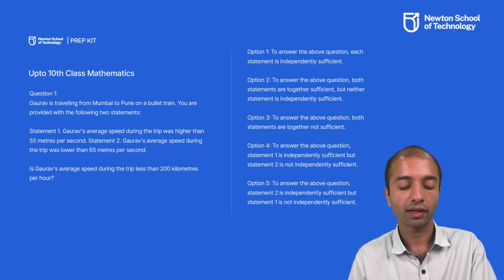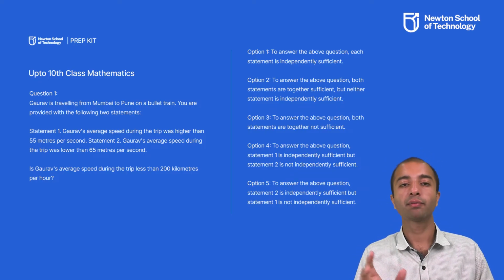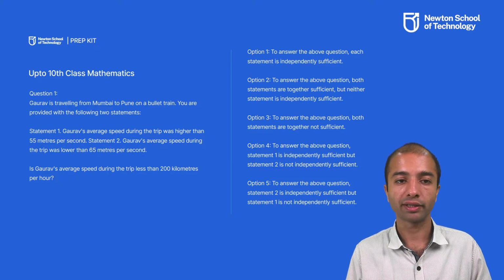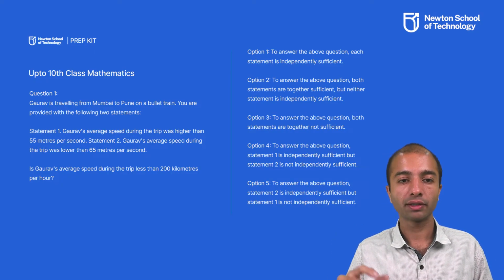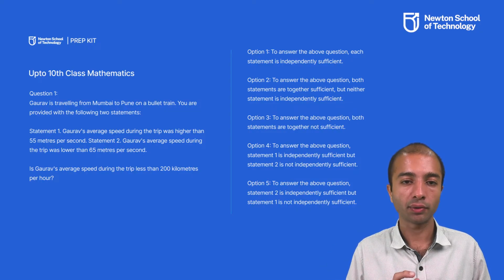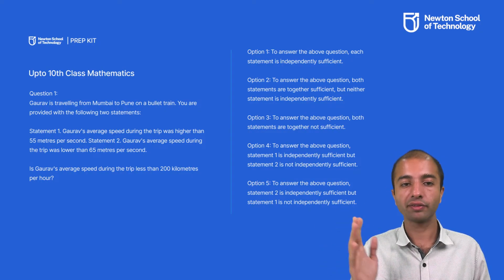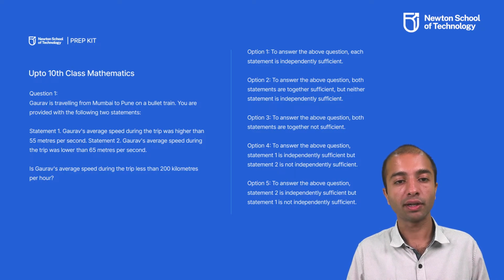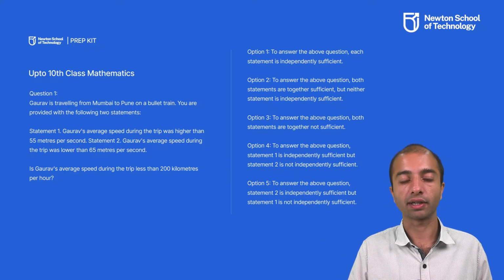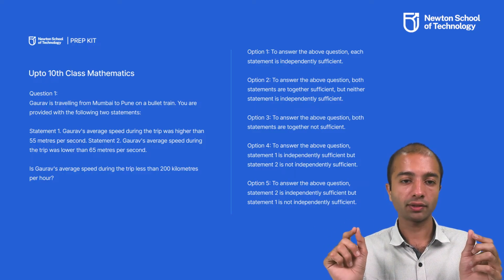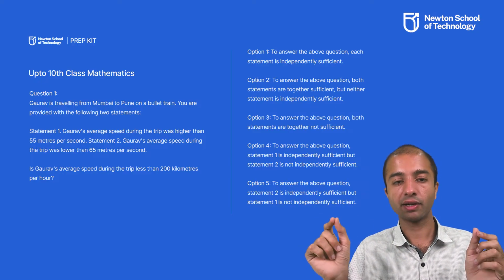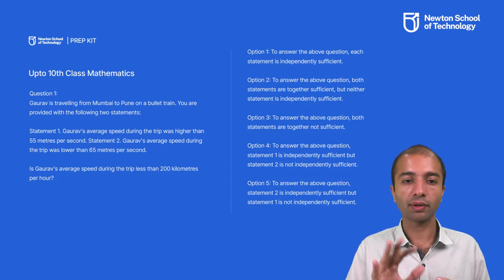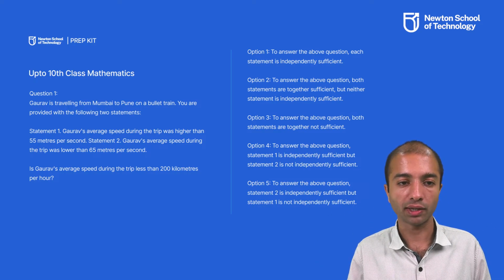If you can see this question on the screen, the question basically describes a person, Gaurav, traveling from Mumbai to Pune on a bullet train, and we are given two statements. First, Gaurav's average speed during the trip is higher than 55 meters per second. Second, Gaurav's average speed during the trip was lower than 65 meters per second. So here the two limits are 55 and 65, both in meters per second, and Gaurav is traveling in between that. This is what we are able to understand from statements 1 and 2.